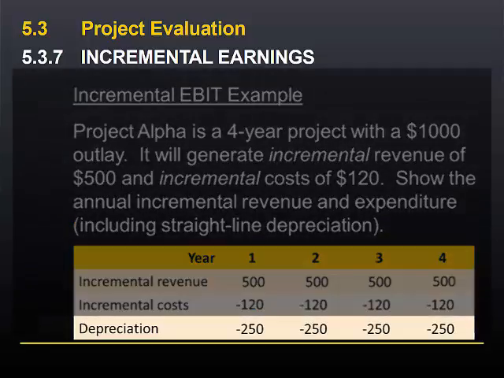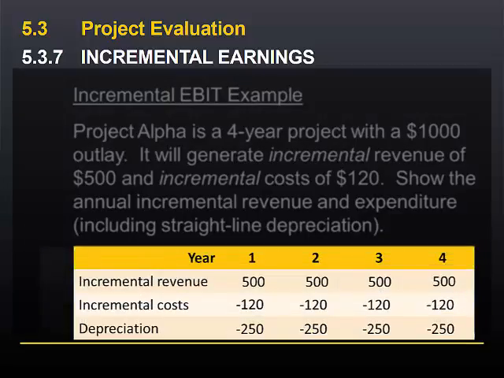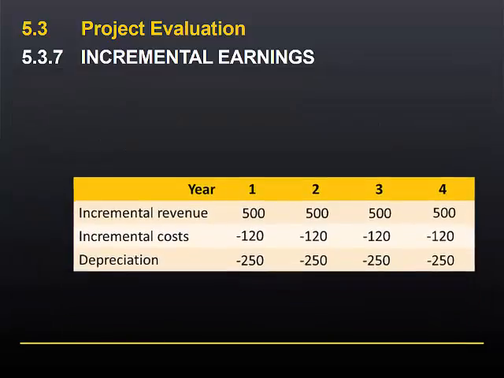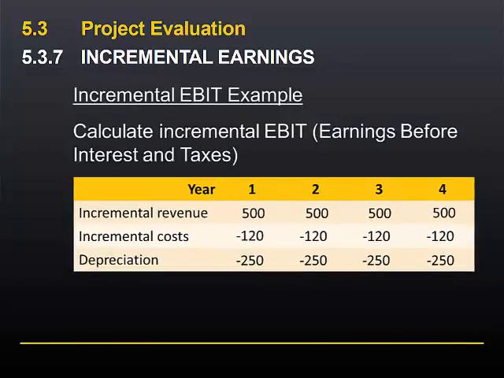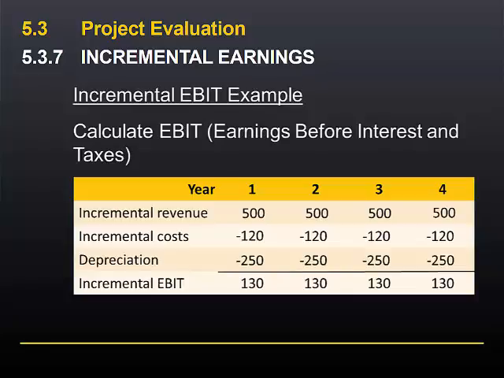As has already been emphasized, this is not a cash flow, but this is not a table of cash flows. This is a table of revenue and expenses in order to calculate earnings or profit. So to calculate incremental earnings before interest and taxes, we just have to sum these amounts, and we get $130 per year.